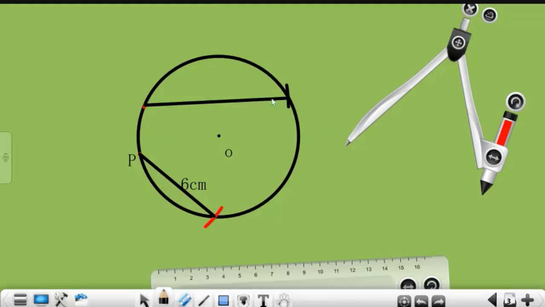So this is another chord. This is the second one. How many centimeters now? Already 9 centimeters. So now I label 9 centimeters.